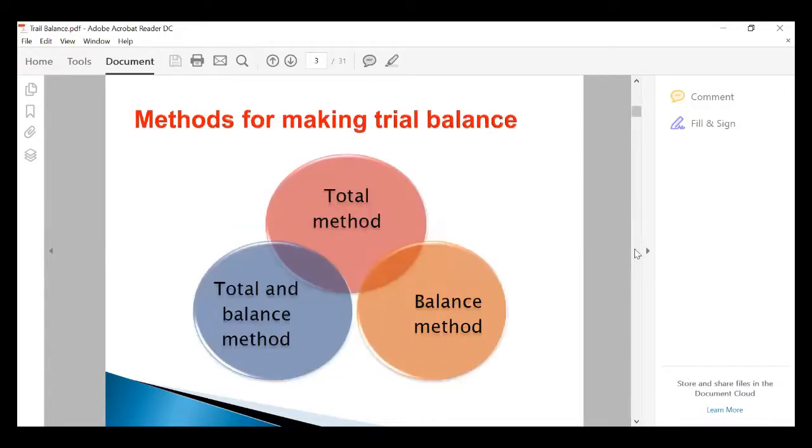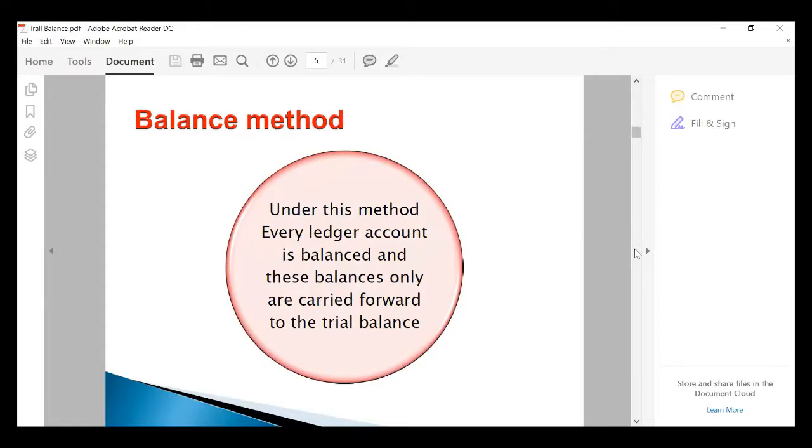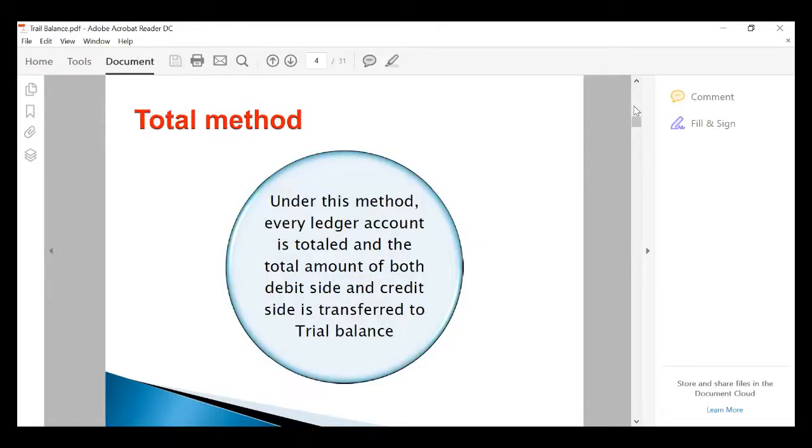Methods for making trial balance. There are three methods: total method, total and balance method, and balance method. Under the total method, every ledger account is totaled and the total amount of both the debit side and credit side is transferred to trial balance. That is called total method.